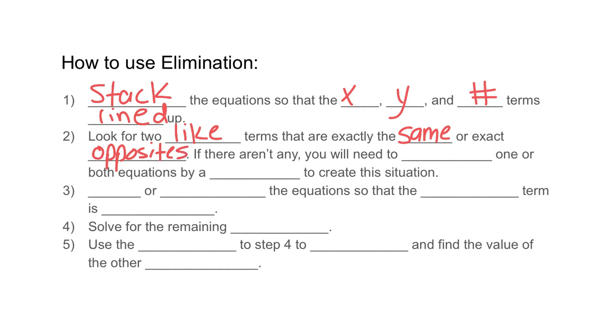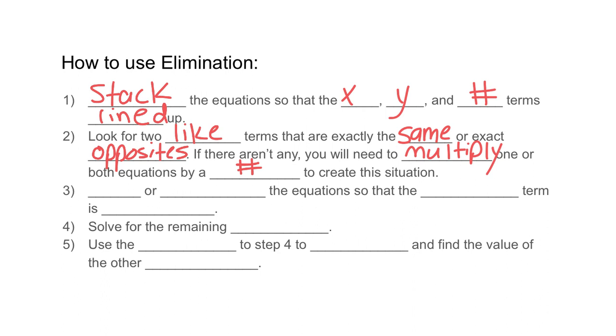That means if you have a 5x, to be exactly the same, you're going to need exactly 5x. Or to be exactly the opposite, you're going to need negative 5x. So you've got to find two that are exactly the same or exact opposites. If there aren't any that are already like that, you're going to have to multiply either one equation or both equations by a number to create that situation. So if one was a 5x and one was a 3x, you could multiply to turn them both into a 15x, because 5 and 3 can both become 15. We'll look at some of that in just a minute.